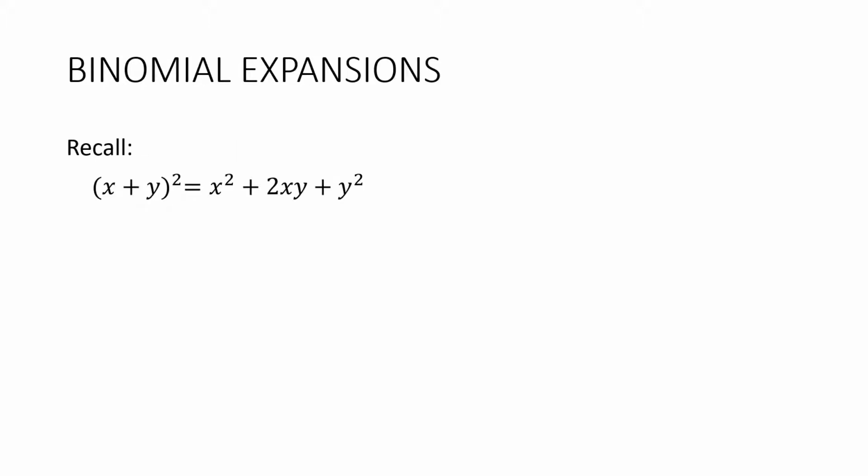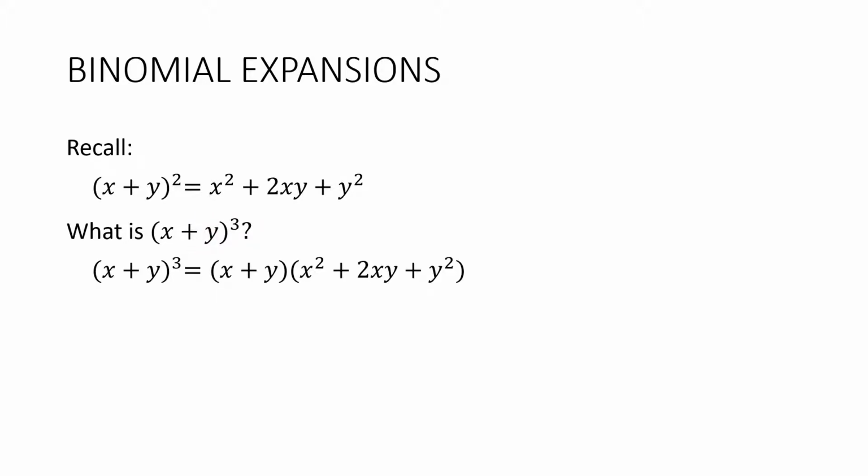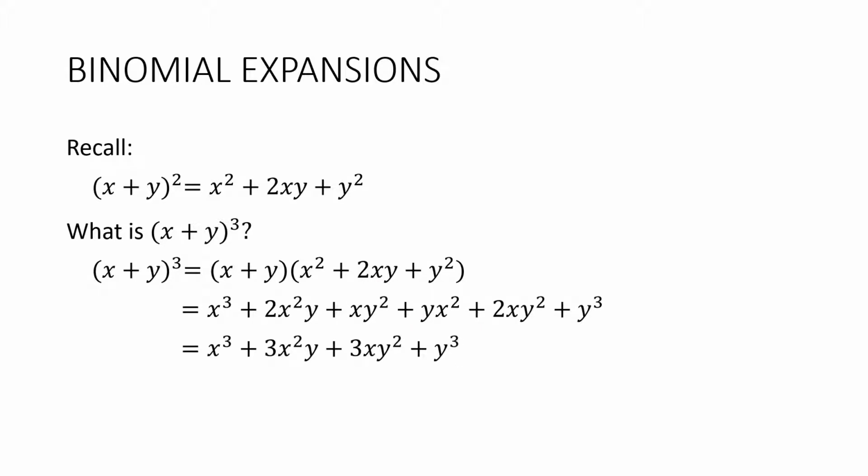So let's recall that x plus y all squared can be expanded to be x squared, so the first term squared, plus 2 times x times y, plus the last one squared. So how do we find x plus y all cubed? Well, one way is to take this expression here and then multiply it by another x plus y. So let's do that. And after a bit of algebraic manipulation, doing this term times this and this times this, we would end up with this expression here, which when we tidied up we'd get this.